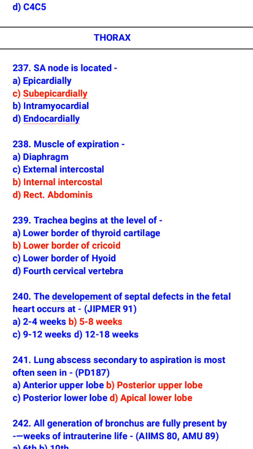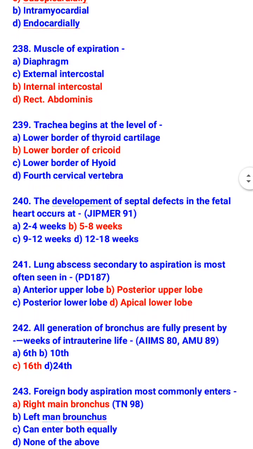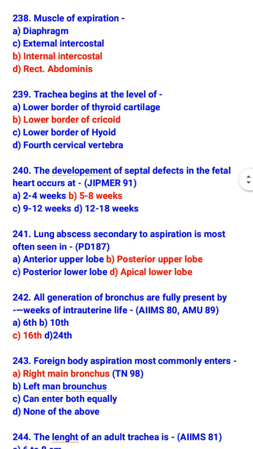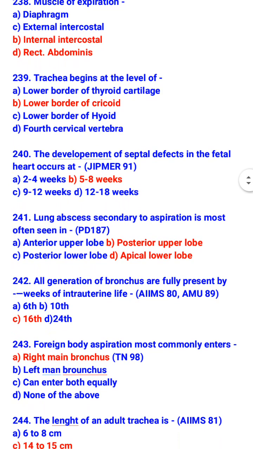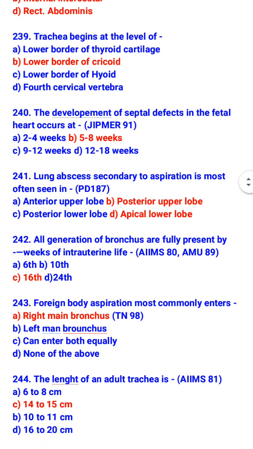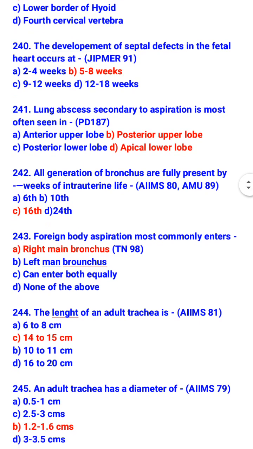The development of septal defects in the fetal heart occurs at 5 to 8 weeks. Lung abscess secondary to aspiration is most often seen in posterior upper lobe and apical lower lobe. All generations of bronchus are fully present by 16 weeks of intrauterine life. Foreign body aspiration most commonly enters right main bronchus.